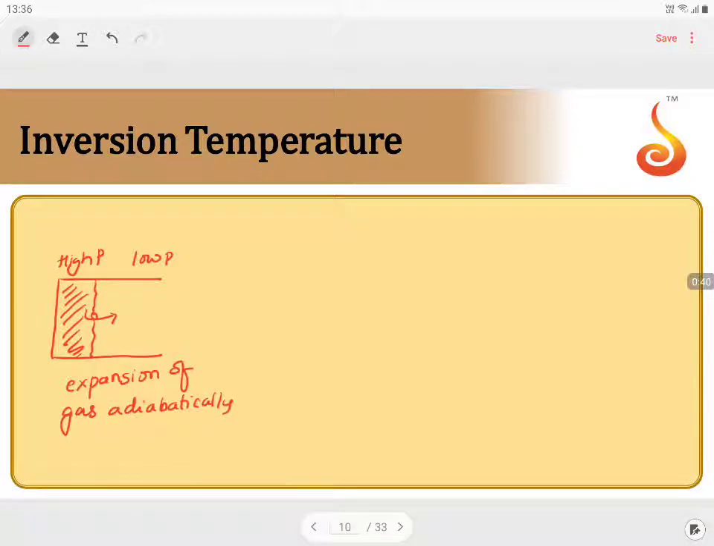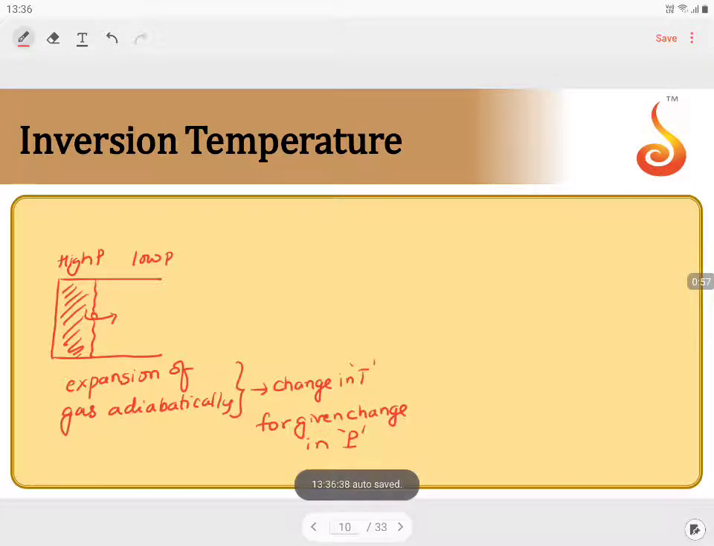You can see the change. This results in the change in temperature for the given change in pressure. To explain this particular factor, the Joule-Thomson coefficient has been introduced.